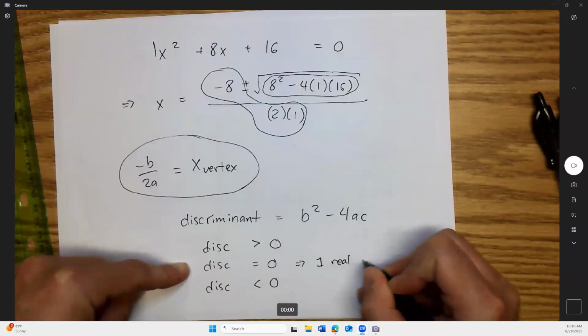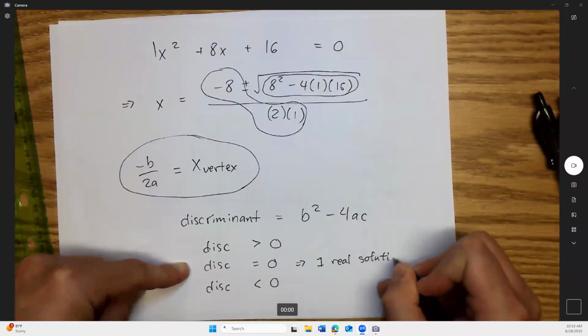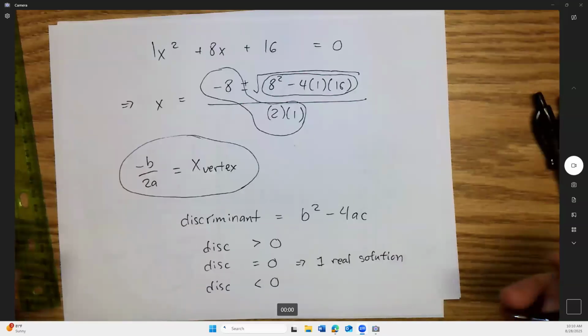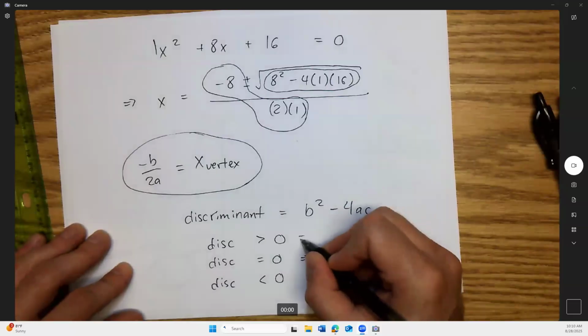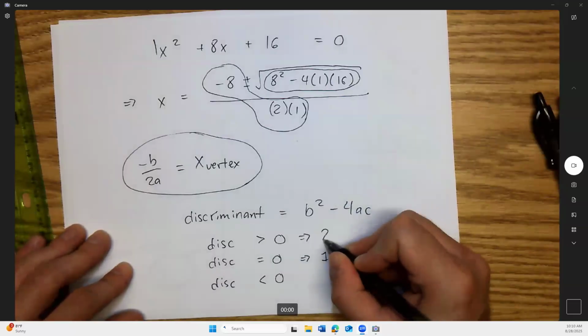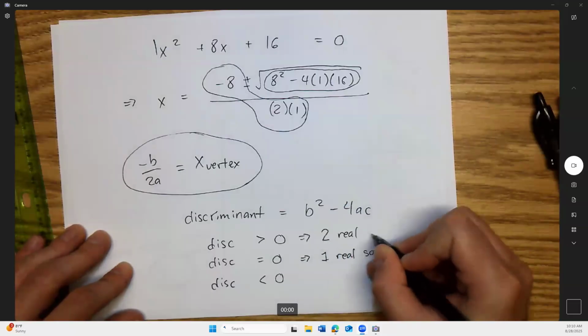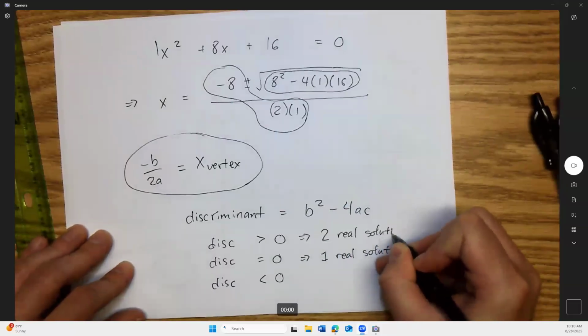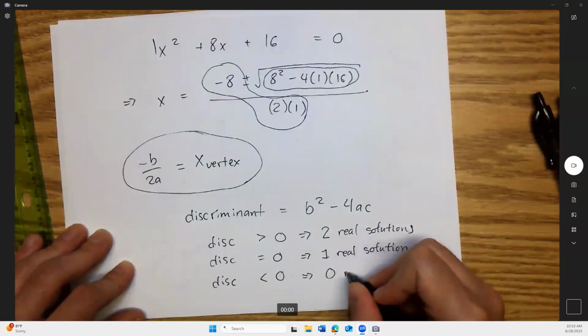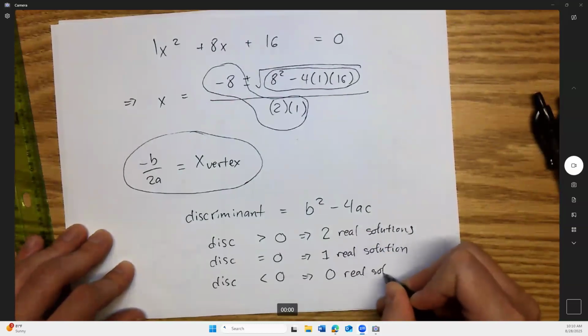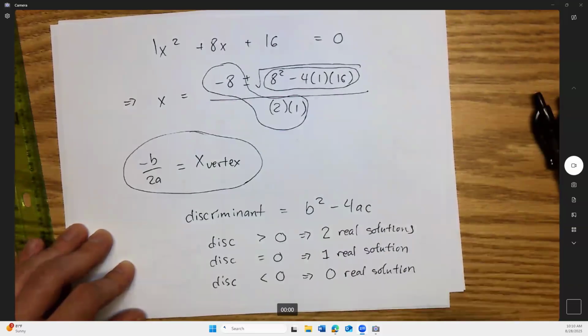One real solution. That's to say one place where it touches the axis. If the discriminant is greater than 0, that means it has what? Yeah, 2 real solutions. If the discriminant is negative, that means it has 0 real solutions. That starts bringing in imaginary numbers and stuff, right?